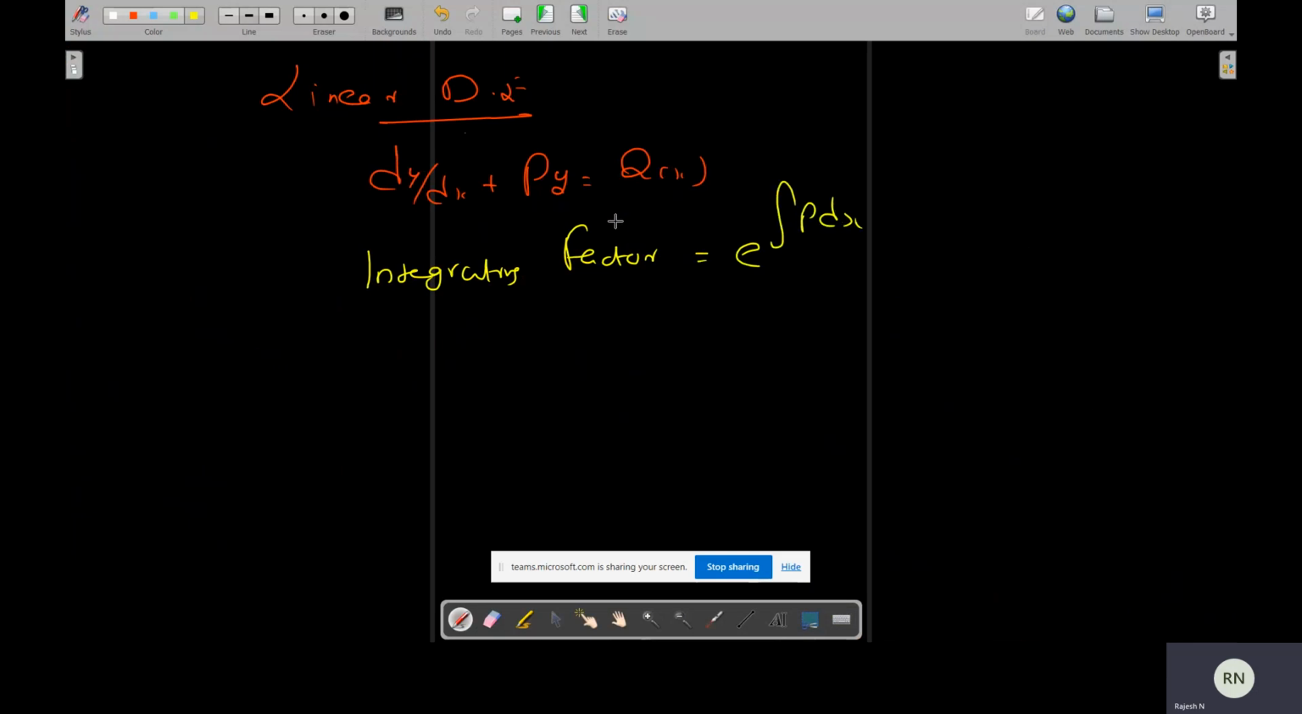That means p is the coefficient of y. Now the solution is y into integrating factor is equal to integral of integrating factor into qx dx. This is the solution. Actually, this is deleted from your syllabus, just for knowing, for entrance. Sometimes they may ask for that only. For the CBSE examination it may not come.